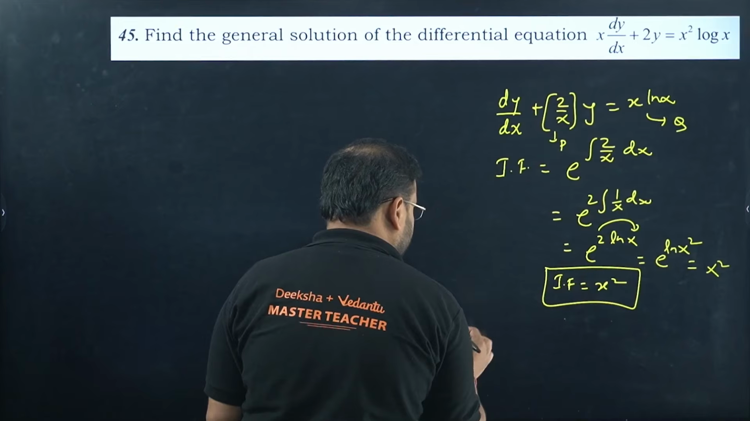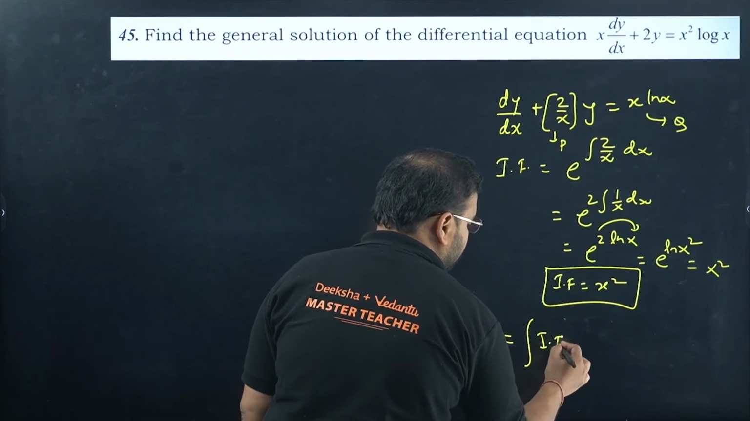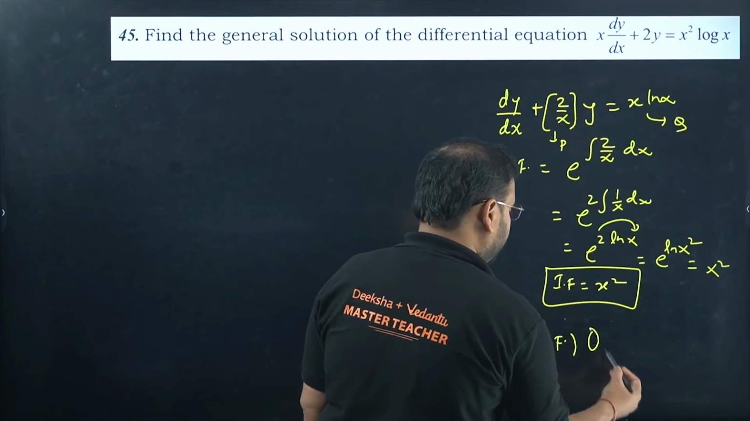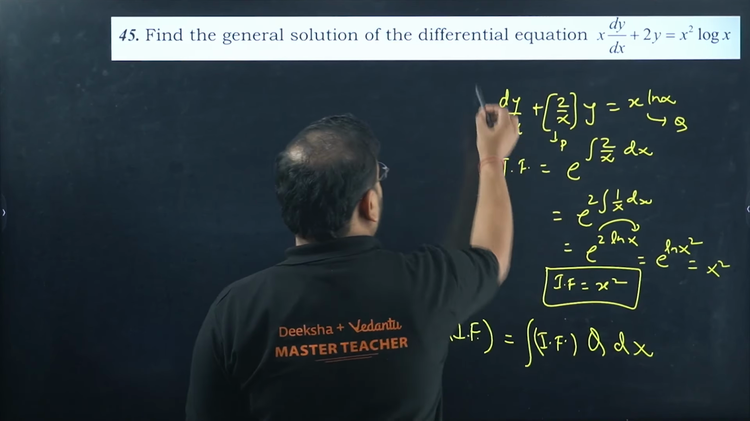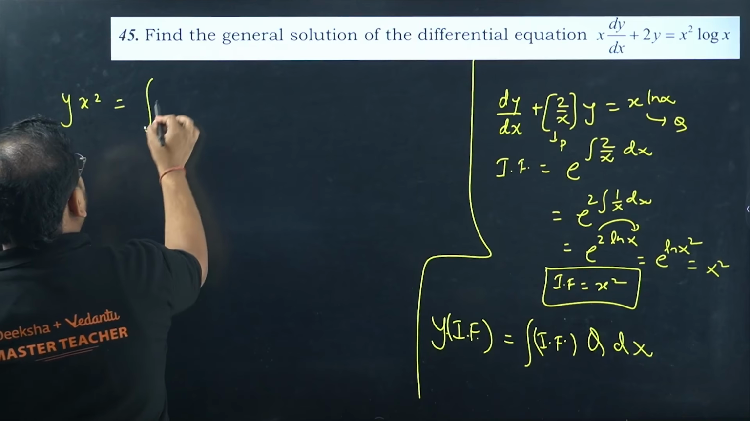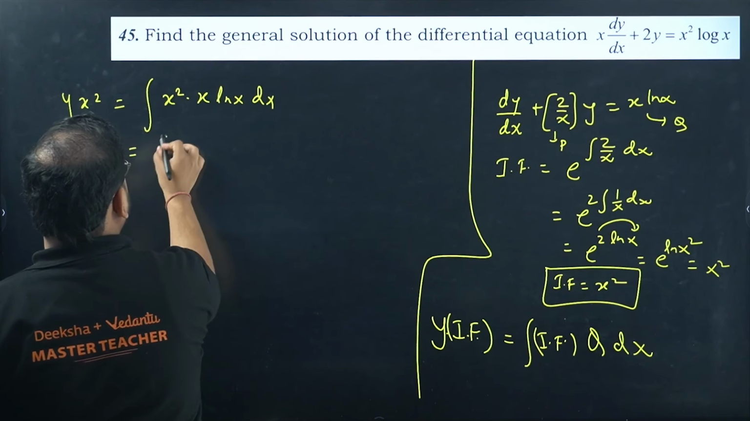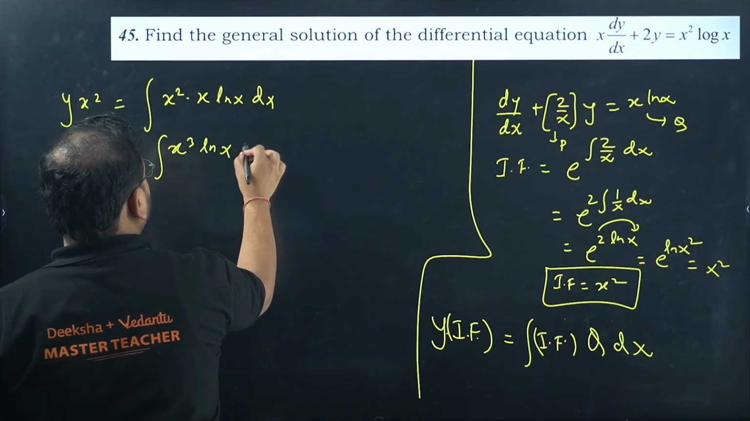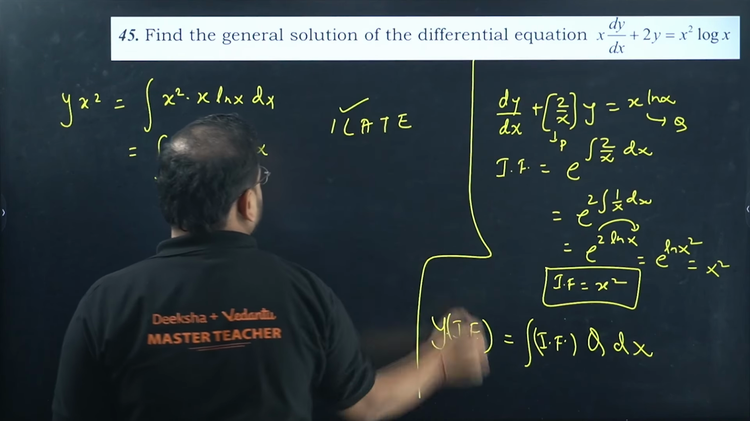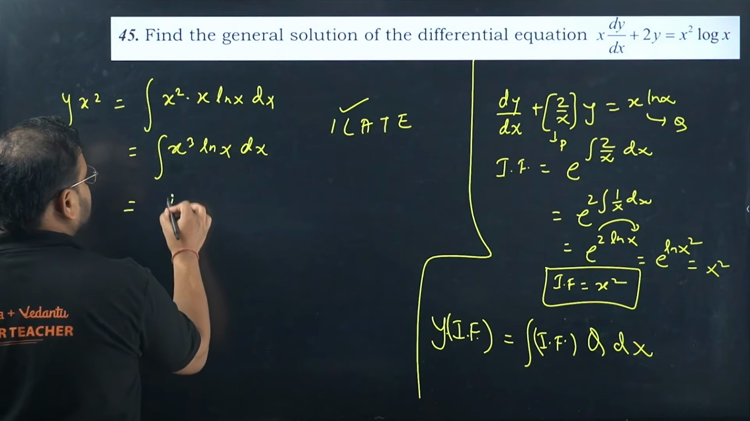I hope you remember. Y into integrating factor equals integrating factor into q dx. Okay, now we have the values for each right here. Y into x square equals integration of x square into x ln x dx, and this means x cube ln x dx. It's by parts, which means ILATE. Log has preference over algebra, which means log becomes my first function in this case. So log x is kept as it is.